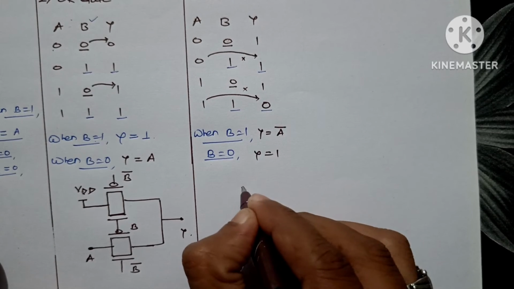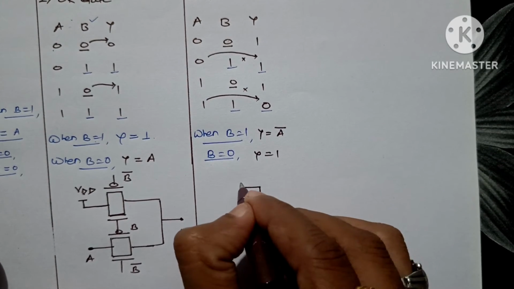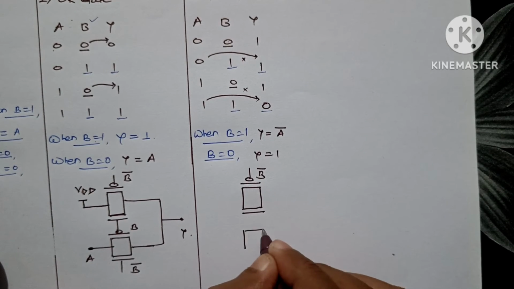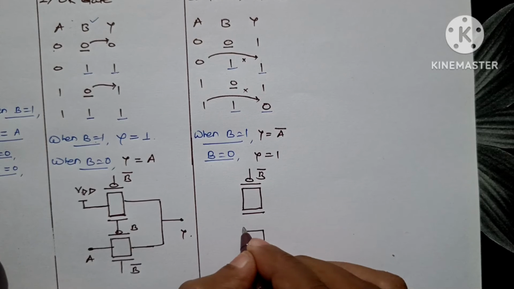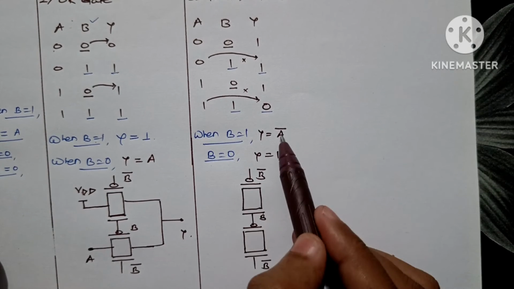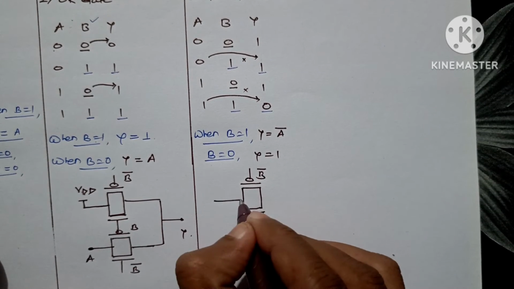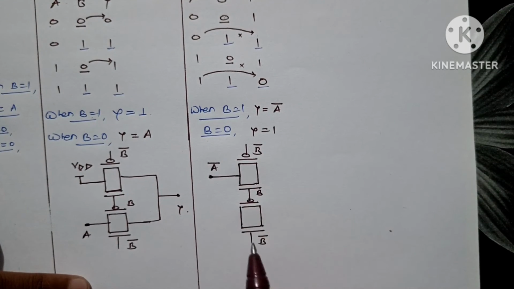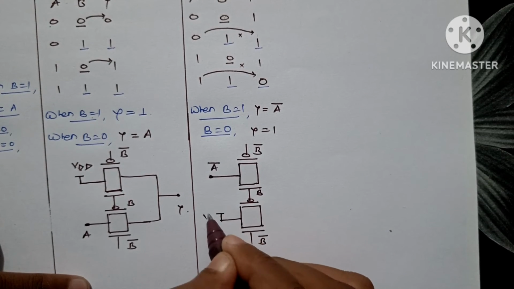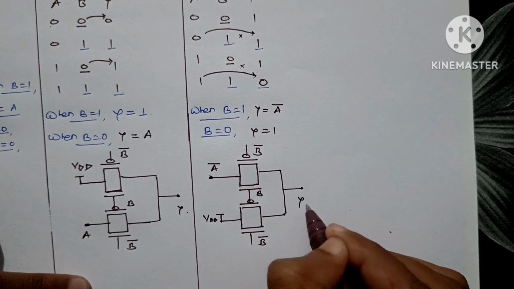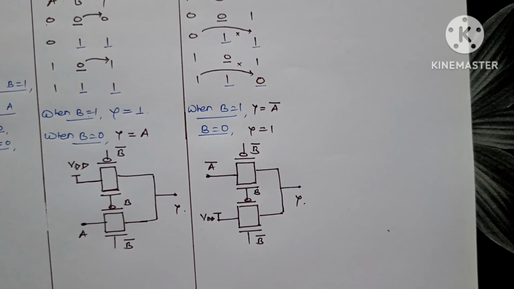Let's draw it with the transmission gate. This is the first one, connected with B bar. This is connected with B. This is with B bar. Now when B is 1, this will be turned on, connected with Y is equal to A bar. So let's connect this with A bar, and when B is 0, Y is equal to 1. So this is connected with high voltage VDD, and this will be our output as 1. So this is NAND gate using transmission gate.